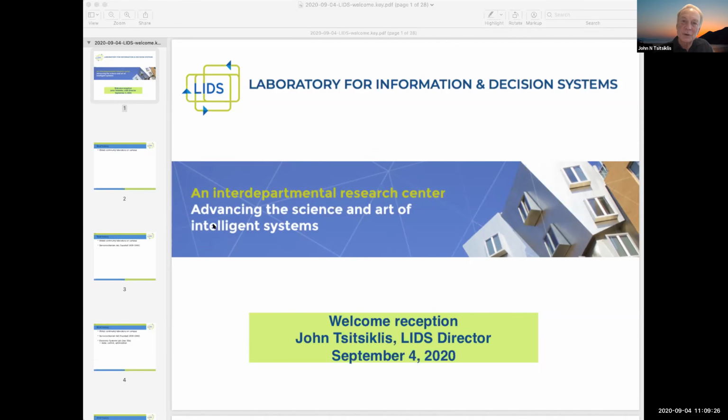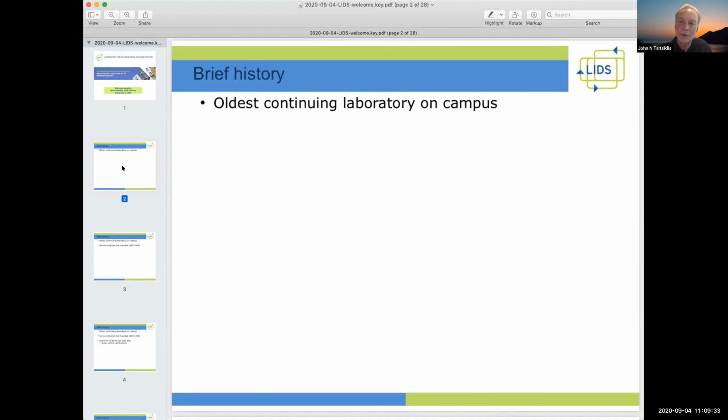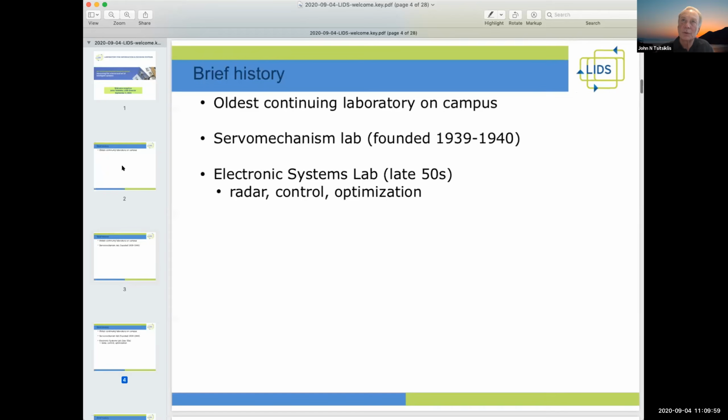So I'm not going to take a lot of time. I will just say a few words about the lab. Basically, we are proud that LIDS is the oldest lab at MIT in continuous existence, although it did start with a different name, about 80 years ago. It was called the Servo Mechanism Lab, doing things like automatic control for various devices, from radar and dealing with aircraft and so on. So it was founded just before World War II.